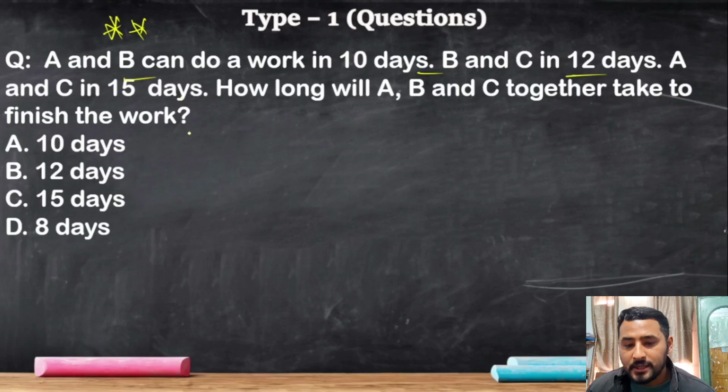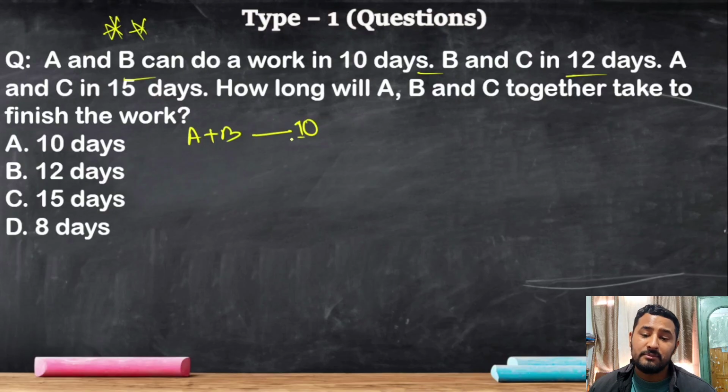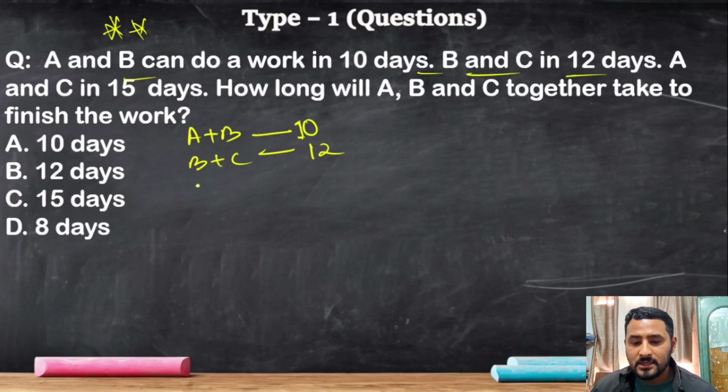So now you see, A plus B can complete in 10 days. I've brought 4 or 5 questions of the same type, because it'll be helpful for you. This type of question is what you'll be expecting in exams. B plus C, how many days? 12 days. And A and C, 15 days. And C plus A can do it in 15 days.